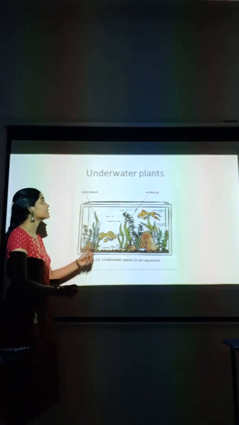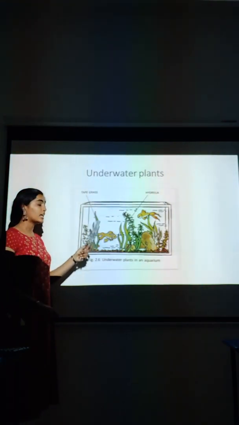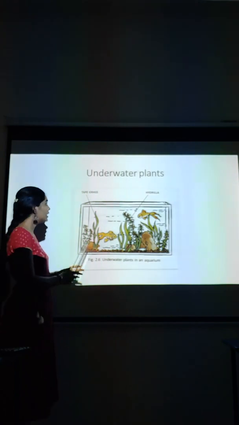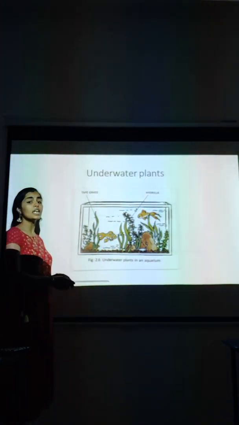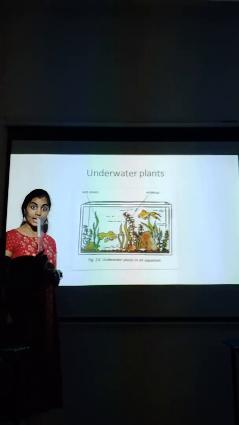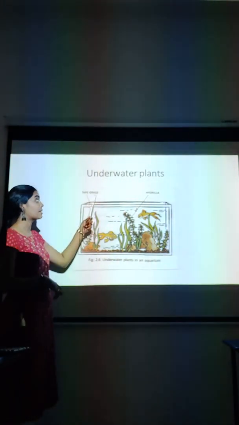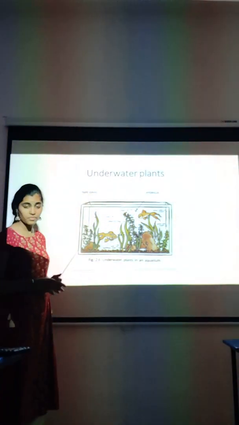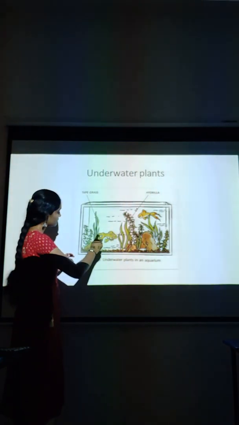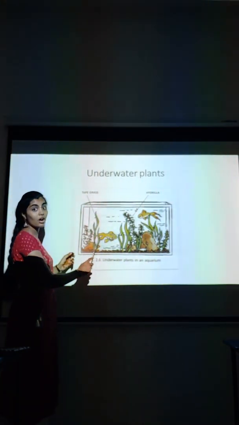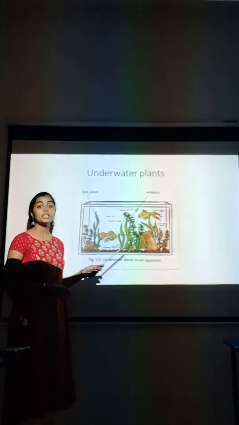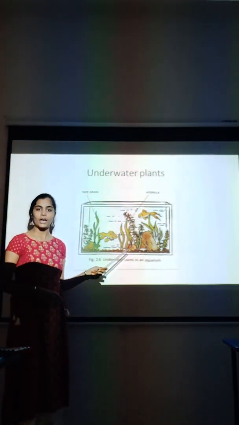The next one is underwater plants. These are the plants which are completely inside the water. The best example is snake grass. See, in your aquarium you can find a lot of plants inside the water, right? They are living inside the water. Those are the examples of underwater plants. See, they are like a long ribbon-like structure. A grass is a long ribbon-like structure. Okay? Yeah, these are the examples of aquatic plants.